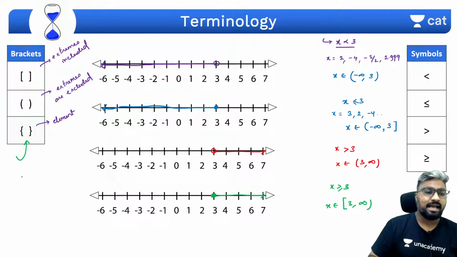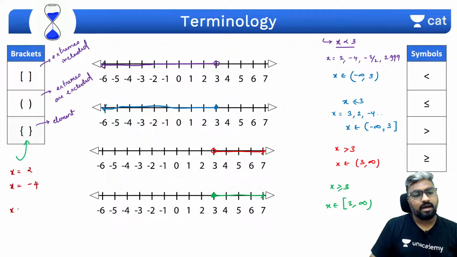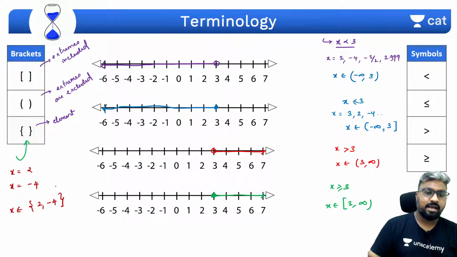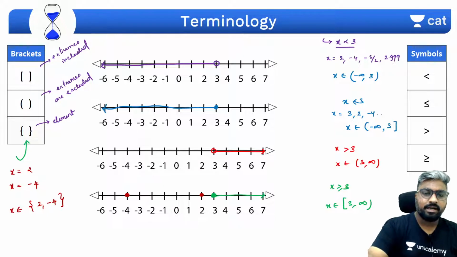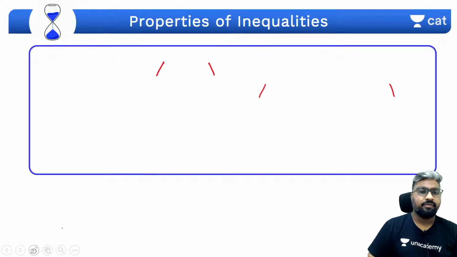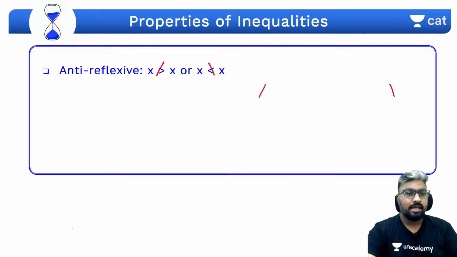Yes, if I say that x is only equal to 2 and x is only equal to -4, then what will we do? We will put it in curly brackets. Yes, x belongs to {2, -4}, that's it, these two values. So here what will happen? x will be 2 and x will be -4. That's it. No other values between them or apart from them. Clear? Got it everyone? Now let's talk about different properties of inequalities.